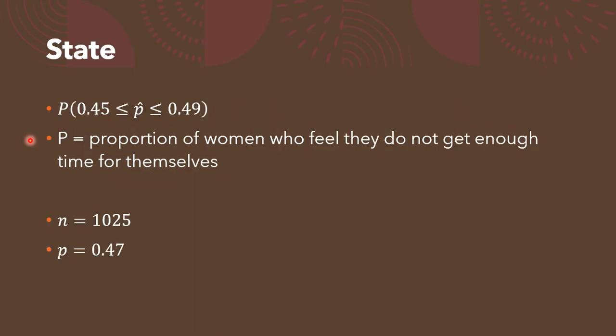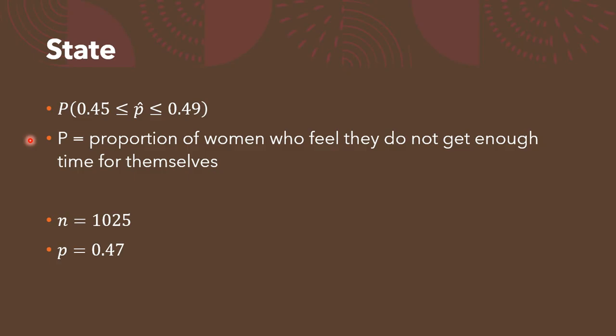First thing we want to do here is our state. We have state, plan, do, and conclude. First thing is state. We basically tell all of the data and information that we have. First listed here is the probability we're trying to find. We're trying to find 2 below and 2 above that 47, so we would state 0.45 is less than or equal to p hat, which is less than or equal to 0.49.